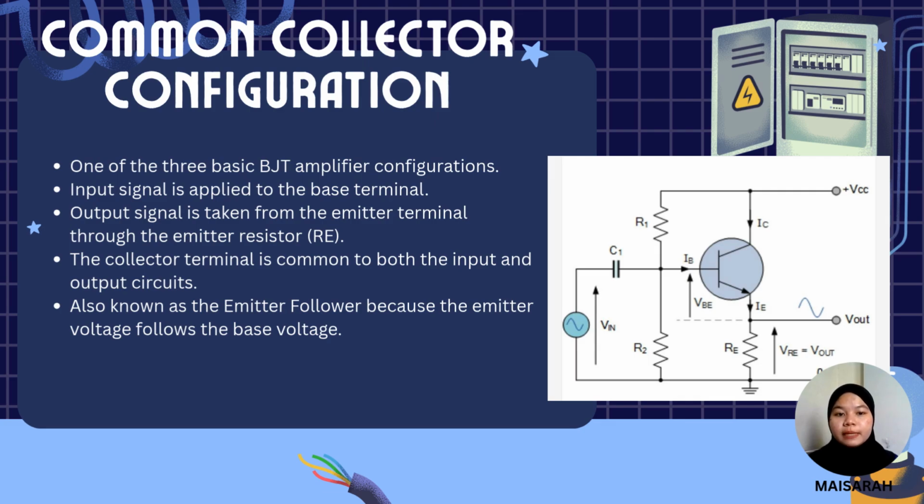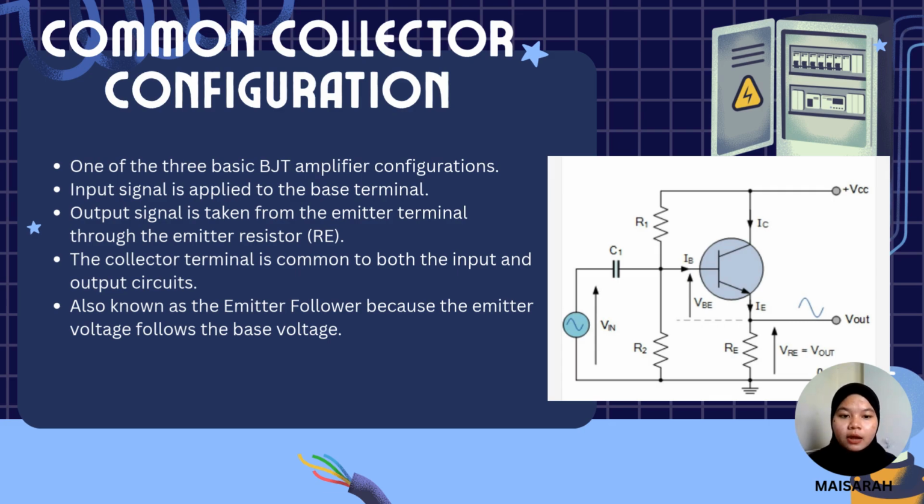Now, I will explain the common collector or CC configuration, which is also known as the emitter follower. In this configuration, the collector terminal is common to both the input and output circuit. The input signal is applied to the base while the output is taken from the emitter through the emitter resistor, which is RE.